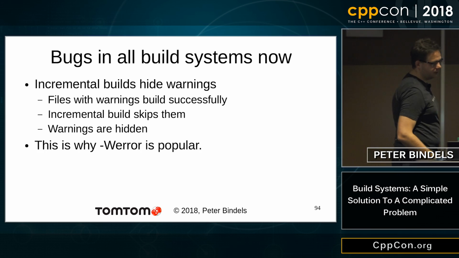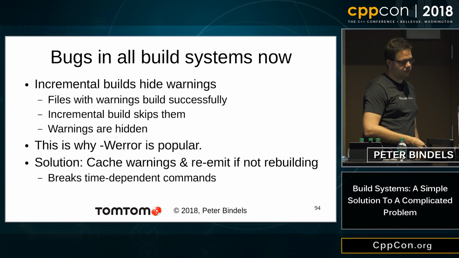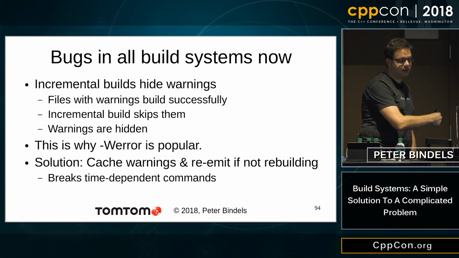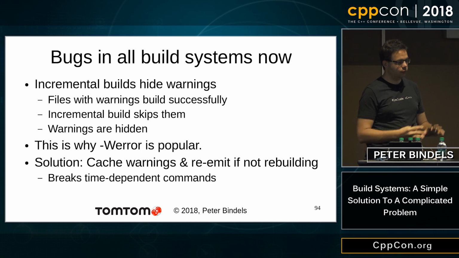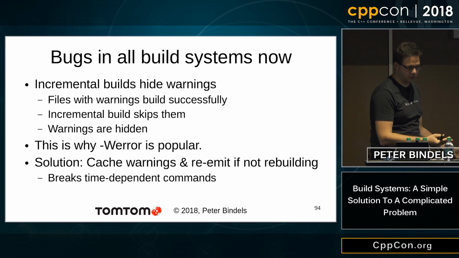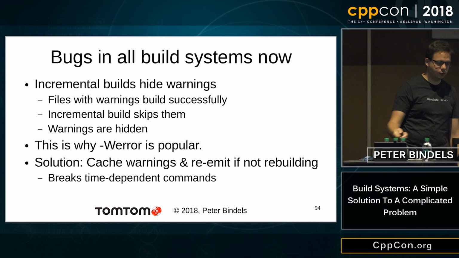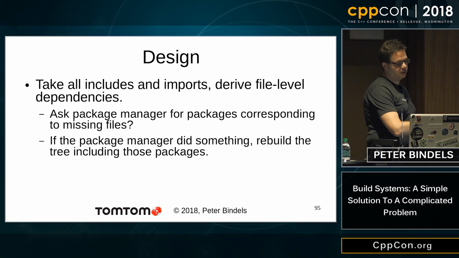So how about instead of using W error, which is very popular, we just cache the warnings and re-emit them when they're not being rebuilt. It can break some corner cases, but you don't want them anyway, because if you have those in your build, it's not reproducible.